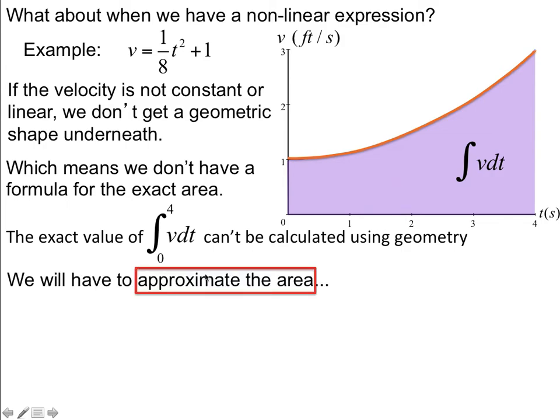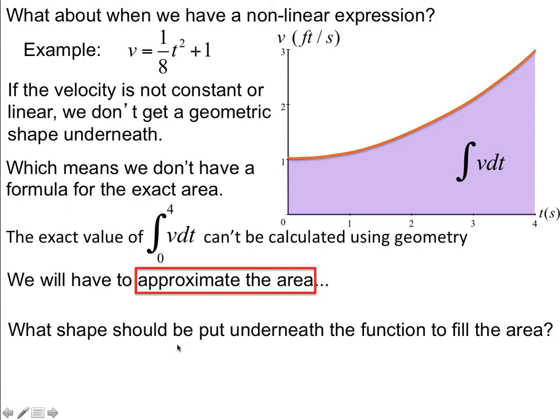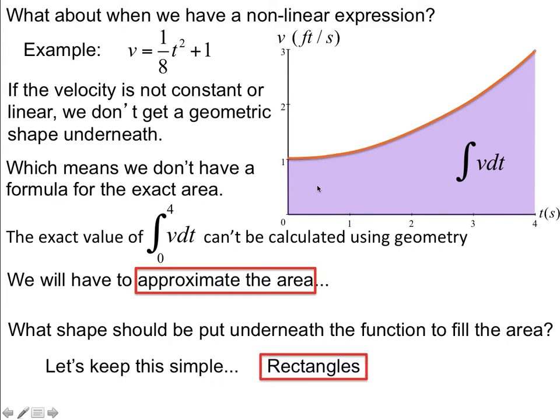So as a result, we need to approximate the area. So we need to develop a strategy here that's going to get us close. It's not going to give us an exact answer, but that's okay. Today's really about approximations. So what we're going to do is put a shape underneath the function to fill up that purple space as best we can. And so we're going to try a couple of approaches. We're going to keep this simple. We're going to put rectangles underneath here. And so there's a couple ways that we can accomplish that.